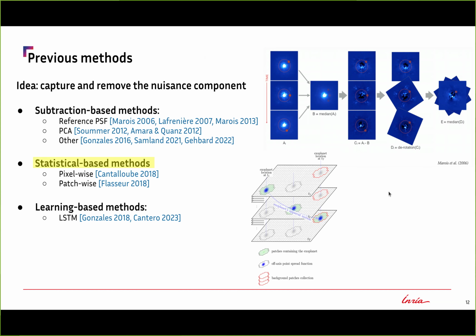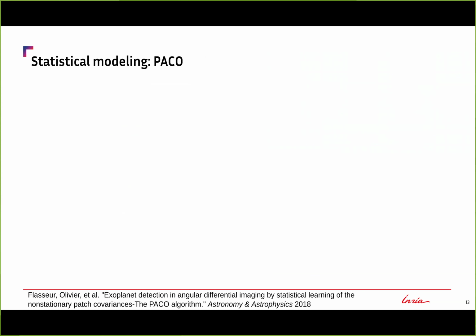And so what we try to do is to combine a statistical-based method with a learning-based method, because statistical-based methods are very efficient in the outer region of the observation, but they struggle a bit more in the center, as we'll see. So first, in this first work, we will build a method that leverages the statistical model of PACO. I will first explain quickly what PACO is and how it works.